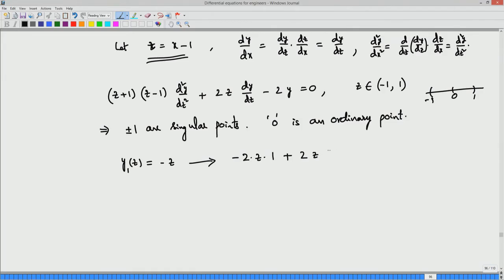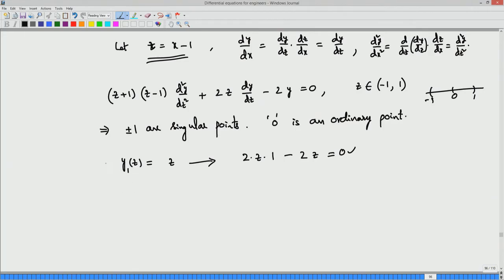So, it is going to be plus. Because it is a homogeneous solution, any constant multiple of y1 is also a solution, so you need not worry about this minus. You can multiply with minus 1, so minus z becomes plus z, and that is the solution. If you use that, you have 2z times 1 minus 2 times z, so that is 0. So, it is satisfying. So, this is one solution.